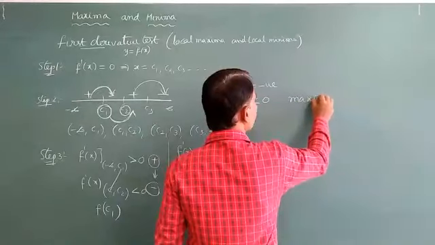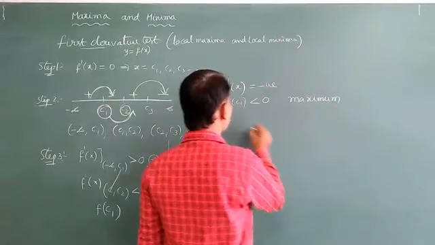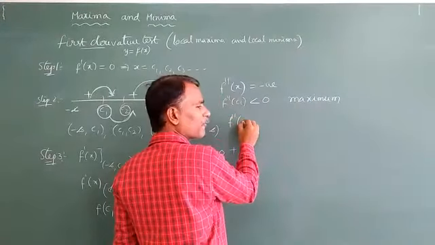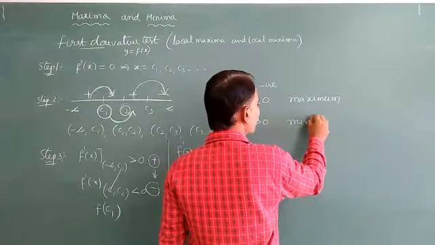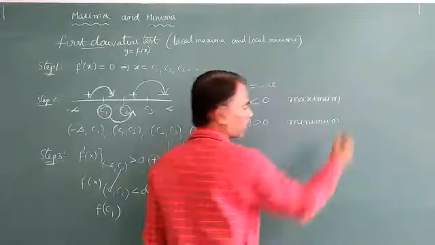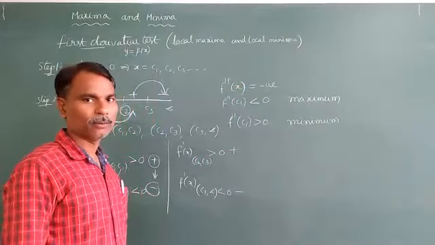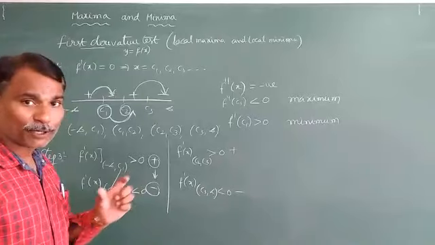And in the same manner, suppose f double dash of c1 is greater than 0, that means this should be considered as a minimum. This should be considered as a minimum. General students, the confusion will happen.